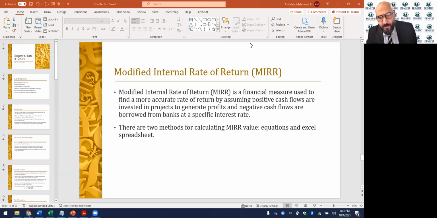We're continuing with Chapter 6, the rate of return. The last topic that we're going to cover today is the modified internal rate of return, or what we call the MIRR. The modified rate of return is a financial measure that is used to be more accurate with the rate of return.